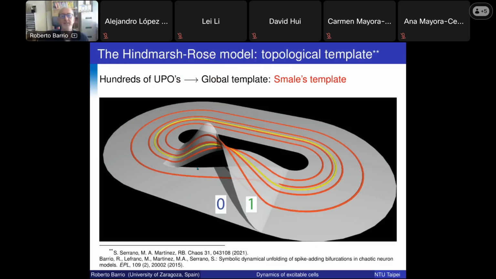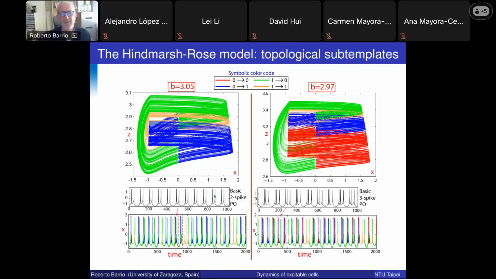So the Smale template is this one. You have one root that is normal, another one makes a torsion. So you have the two options: a Moebius branch and another one that is orientable. But the question is, we have different attractors, so are all of them the Smale template? The answer is yes and no.